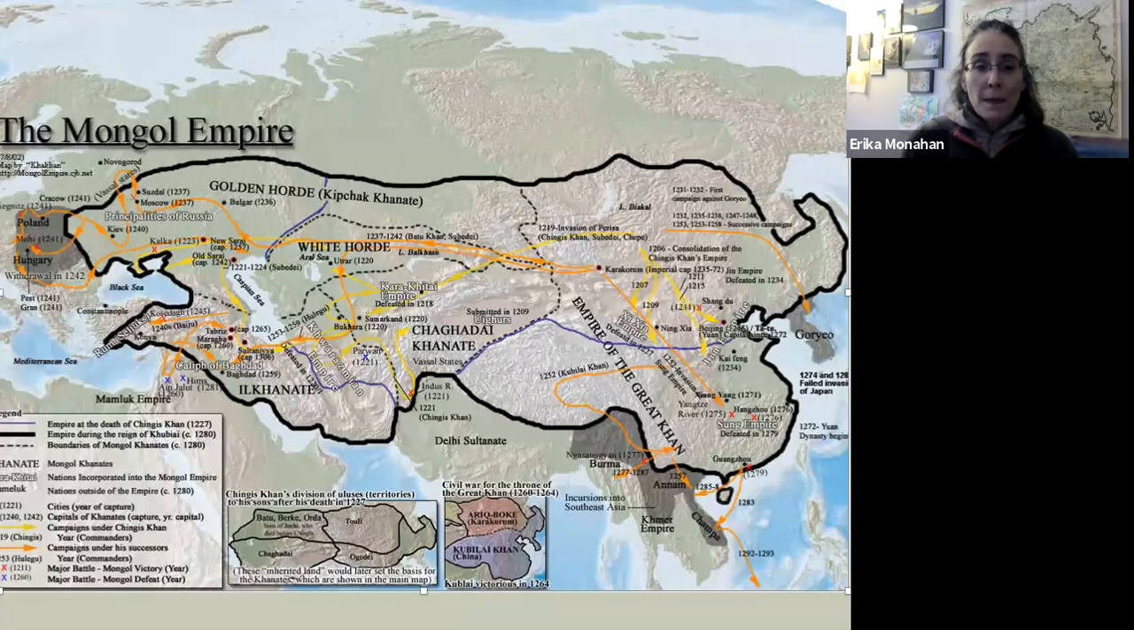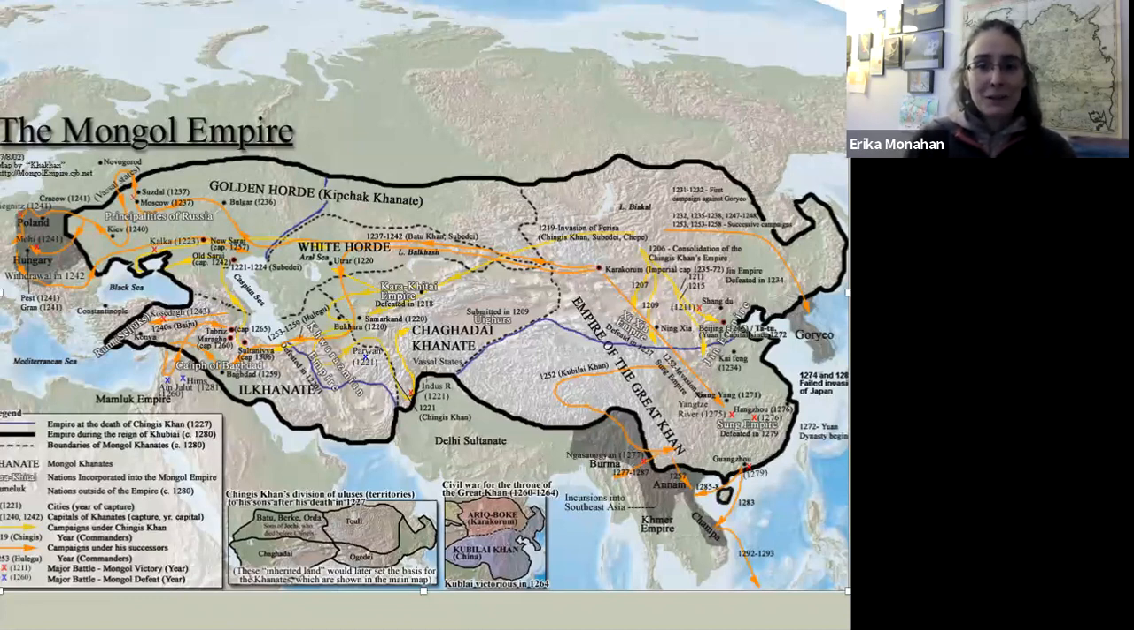So in just a few decades, the Golden Horde and the Ilkhanate go to war with each other. In the 1260s, they're fighting while still ruled by a grandson of Genghis Khan, and they're fighting over the territories of the Caucasus, as well as religion.